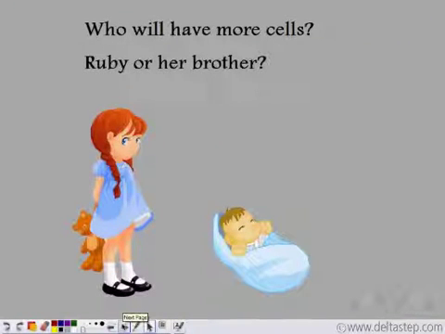Now can you tell me, will Ruby or will her baby brother have more number of cells in their body? Well, yes. Ruby will have more number of cells in her body because she's all grown up, she's matured, and she has a bigger body than her baby sibling. So she will have more number of cells.